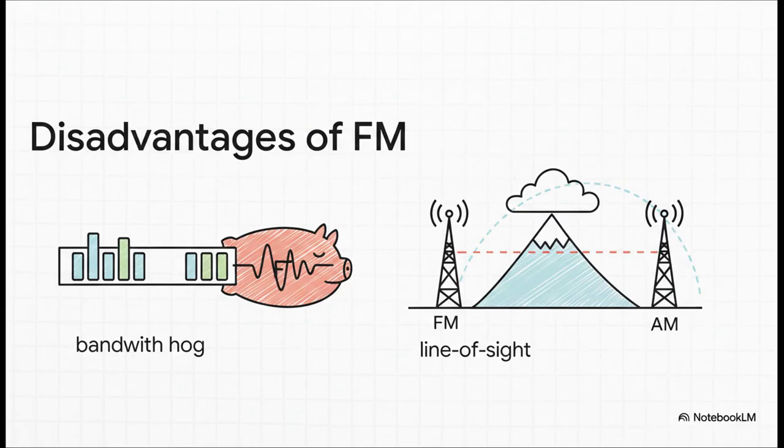But, of course, nothing's perfect. There are some downsides. Like we've been saying, that beautiful sound comes at a cost. It eats up a ton of spectrum space. It's a total bandwidth hog. Plus, FM signals don't travel nearly as far as AM signals, which is why they're used for more local, line-of-sight stuff at much higher frequencies.